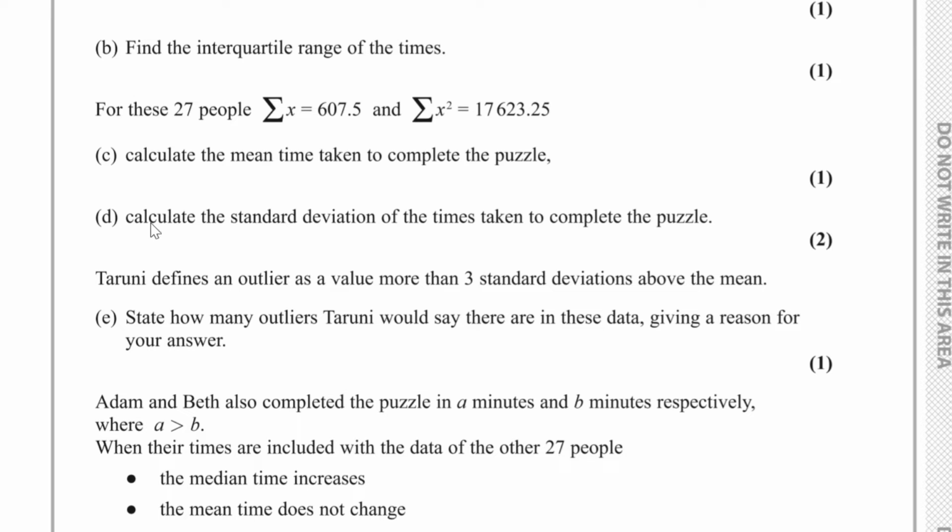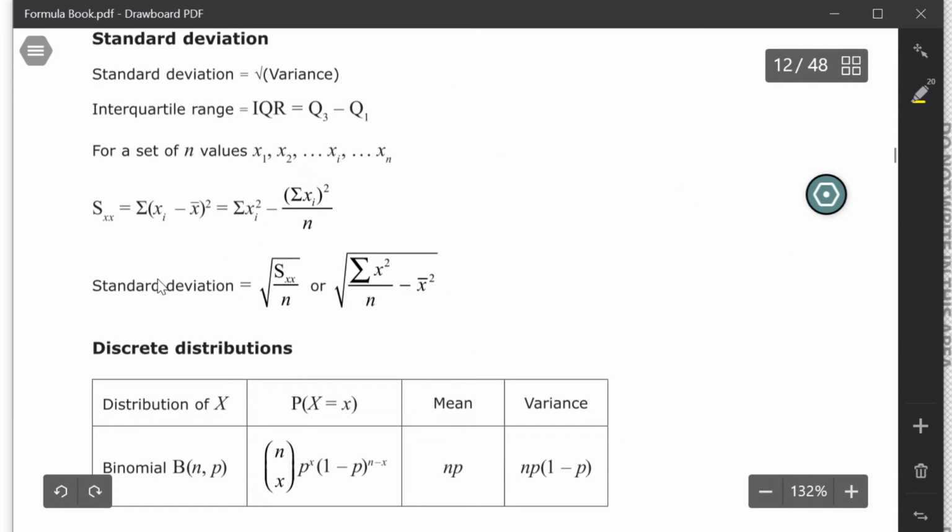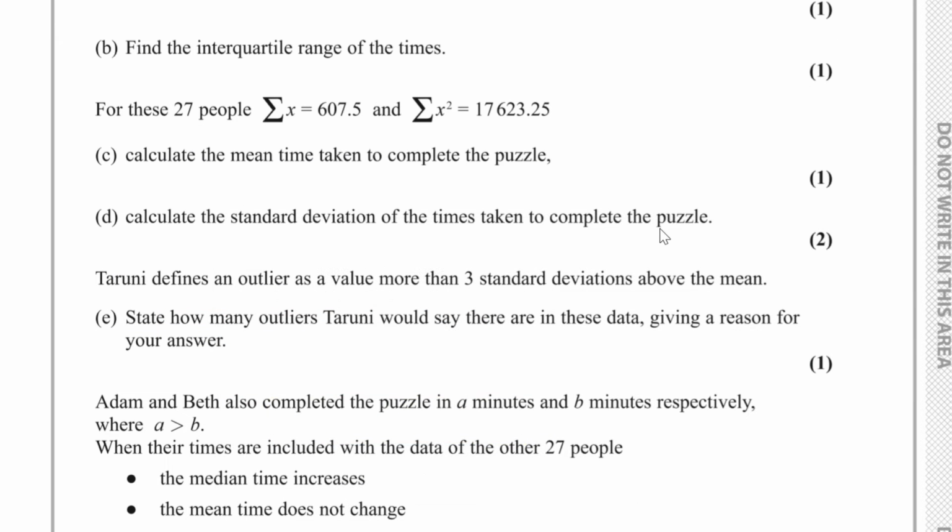For part D of the question, we have to calculate the standard deviation of the times taken to complete the puzzle. Now if we go to the formula book, the formula for the standard deviation is shown over here. And you can see that the standard deviation is equal to the square root of the sum of the x squareds divided by n minus the mean squared. And we know all these values.